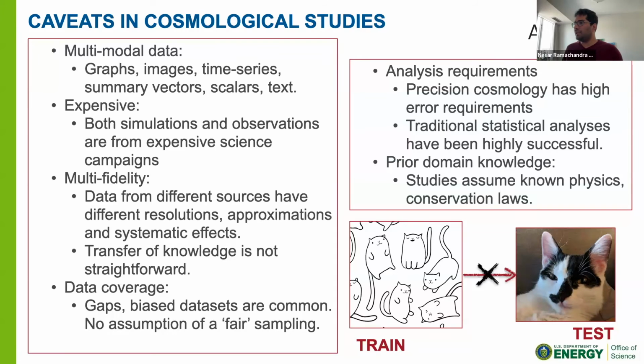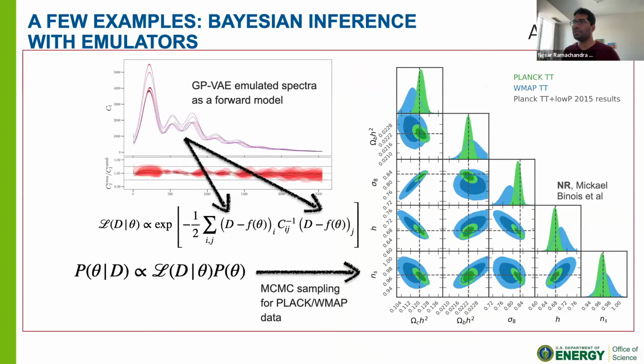Another thing that is important is, even though a lot of times we go with purely data-driven technologies, there is a lot of prior domain knowledge. There are simulations that are run with certain known physics. There are conservation laws, and all these things actually help us a lot in constraining our physics parameters. So considering all this, I'm going to show a few examples of how we used different types of AI systems.